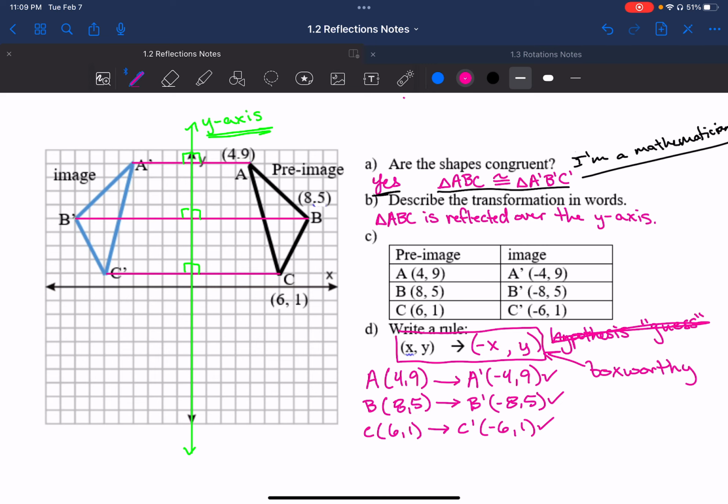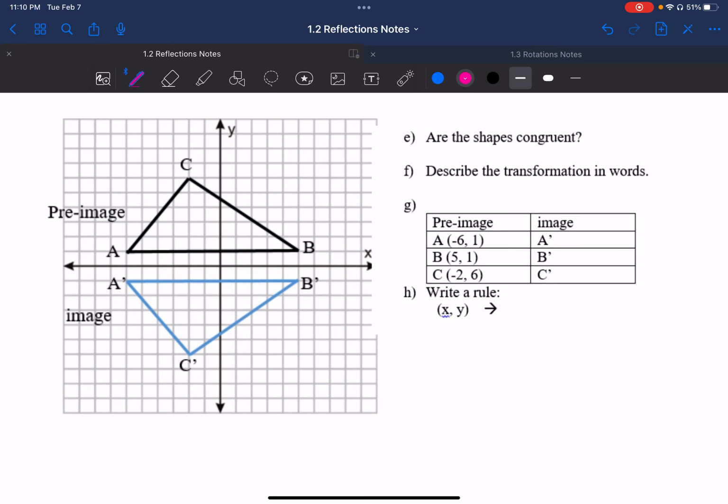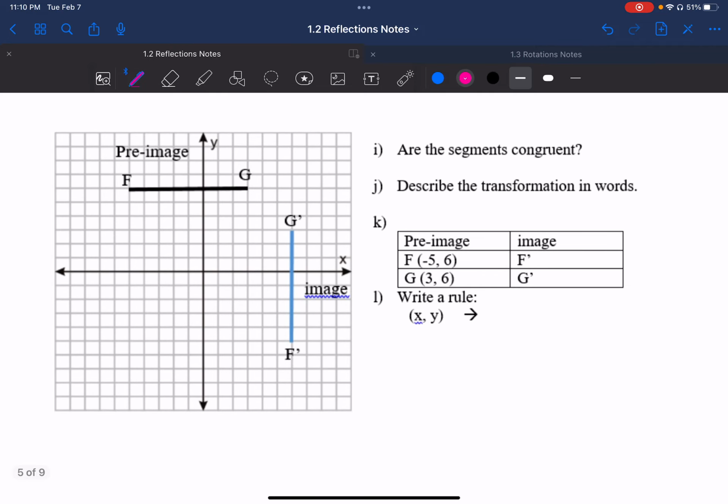So we get this shape here. We're reflecting it. I'm going to leave this one to you. Give this one a shot. But the one I want to talk about with you is this one here.